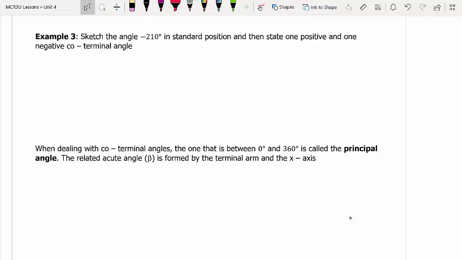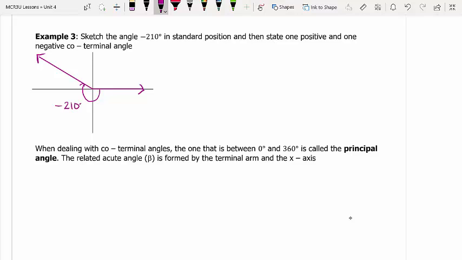Okay, example 3. Sketch the angle of negative 210 degrees in standard position, and then state one positive and one negative coterminal angle. So let's start by sketching negative 210 degrees. Let's start by drawing our initial arm on the positive x-axis. And then because it's a negative angle, we're going to take a clockwise rotation, 210 degrees. Okay, so we're going to go 90, 180, and there's 30 degrees left over. So there's our terminal arm.